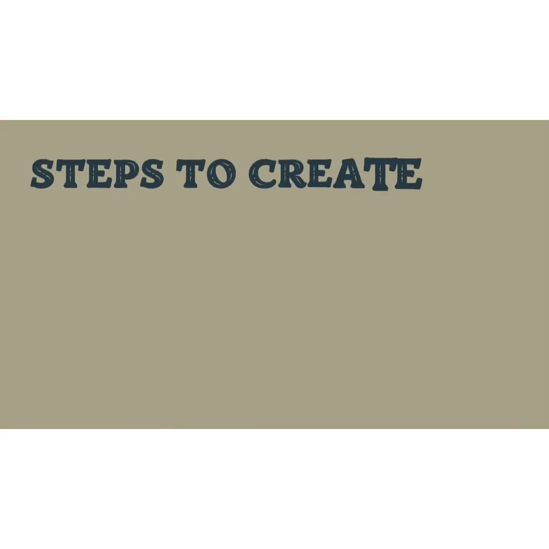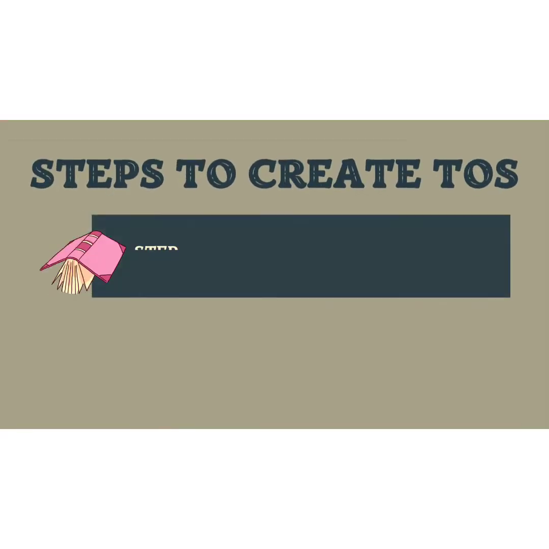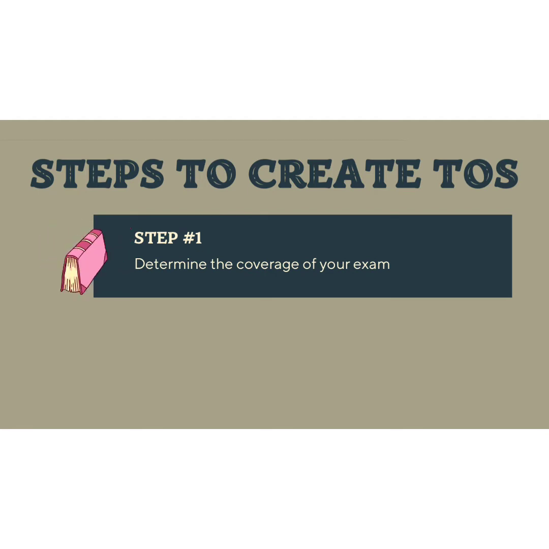There are a few steps on how to create a TOS. Step number 1. Determine the coverage of your exam. The first rule in making exams, and therefore in making a document called Table of Specification, is to make sure the coverage of your exam is something that you have satisfactorily taught in class. Select the topics that you wish to test in the exam. It is possible that you will not be able to cover all of these topics, as it might create a test that is too long and will not be realistic for you. Select only the most important topics.